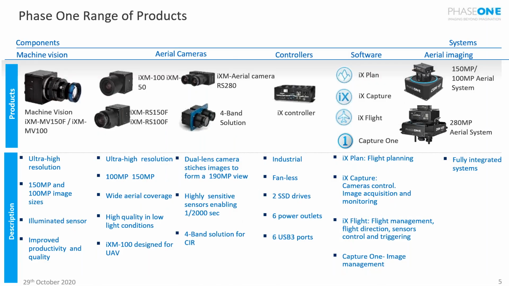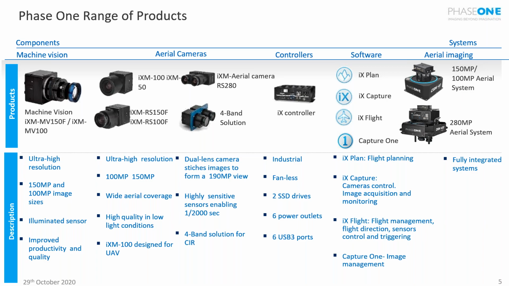Phase 1 has a range of products that supports aerophotography, starting with the cameras themselves. We have aerial cameras from 50 megapixels to 280 megapixels, including near IR cameras that combine with the RGB to give us the 4-band solution.